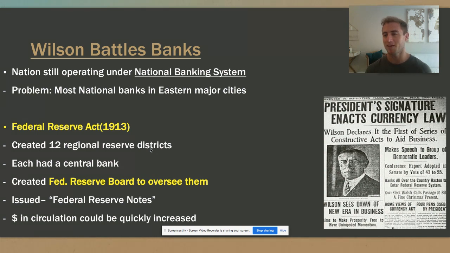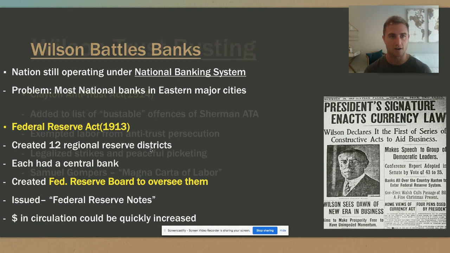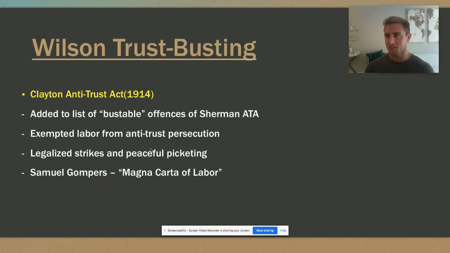This becomes the basis of our modern day banking system, which has been obviously very successful, although still no federal insurance of the banks. And so they still could collapse as they did in the Great Depression. That is the final thing to change in the banking system that will occur during the New Deal with FDR. Trust busting, the big law is the Clayton Antitrust Act.